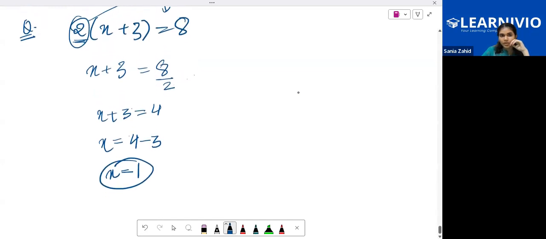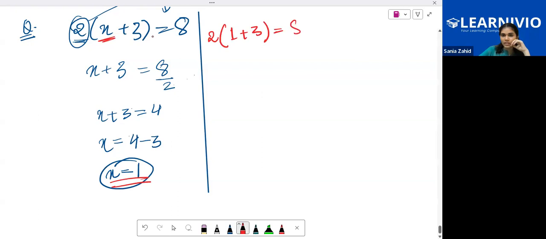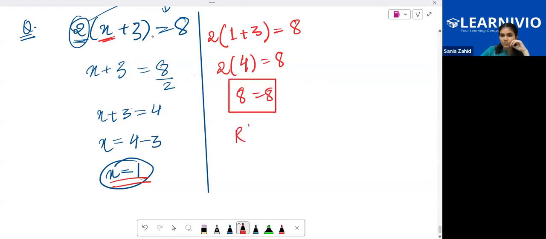Okay, now just check the value for this number. So how will you check the value? For checking, you will have to put the value of this 1 over here. So let's consider 2 into, so x will be 1, 1 plus 3 will give you 8, right? 1 plus 3 is 4. So 2 into 4 is also 8. So 8 is equal to 8. That means RHS is equal to LHS. So if RHS is equal to LHS, that means our answer is correct.